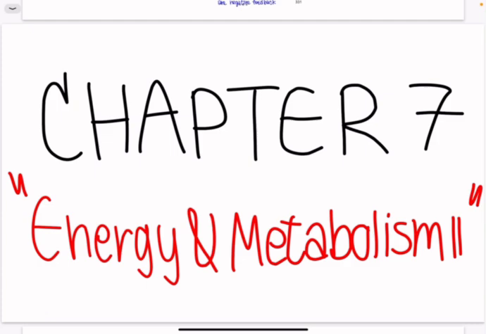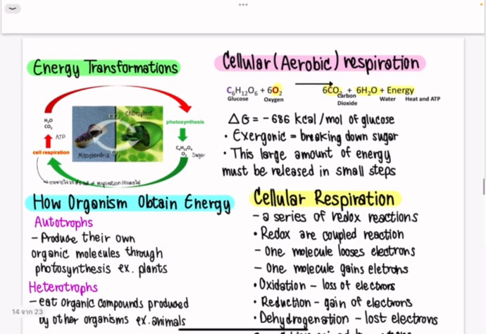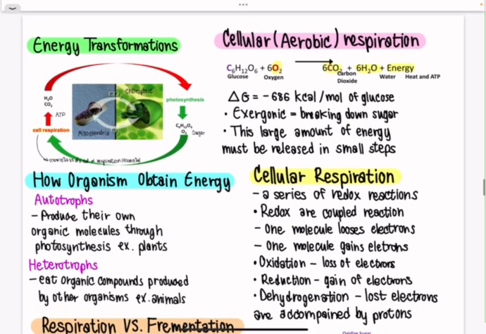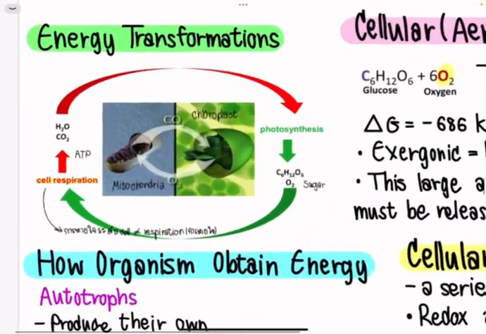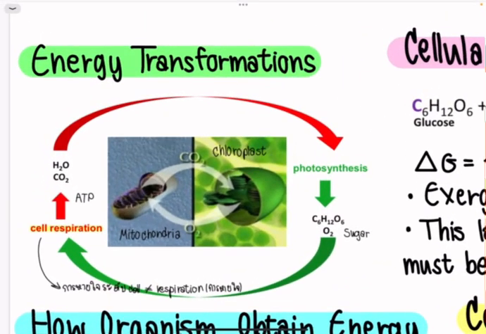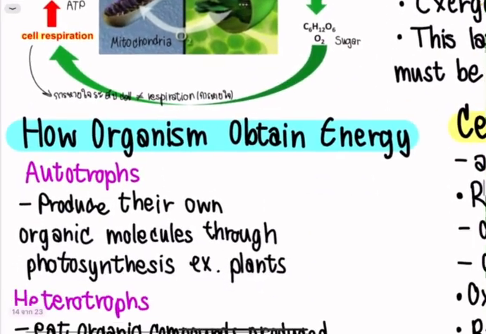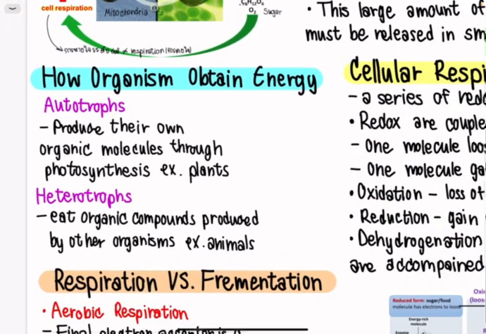Chapter 7 Energy and Metabolism 2. Energy transformation. How organisms obtain energy.